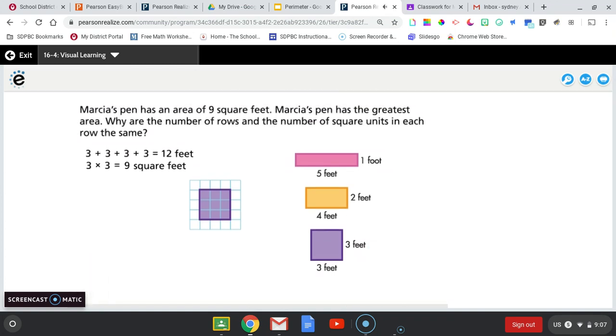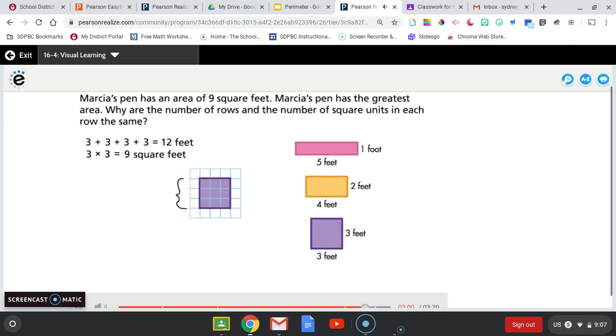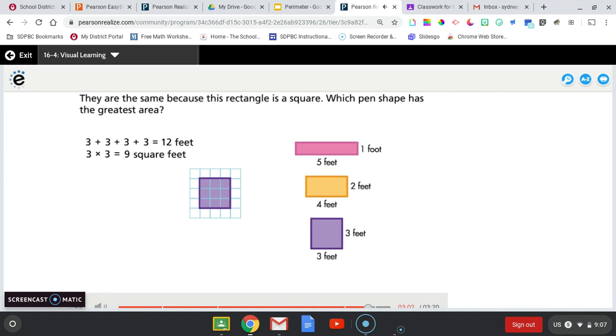Marcia's pen has an area of 9 square feet. Marcia's pen has the greatest area. Why are the number of rows and the number of square units in each row the same? They are the same because this rectangle is a square.